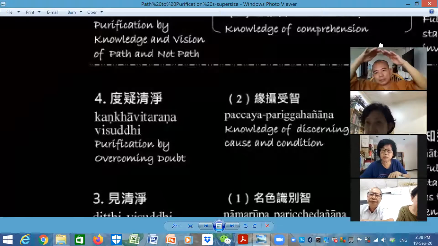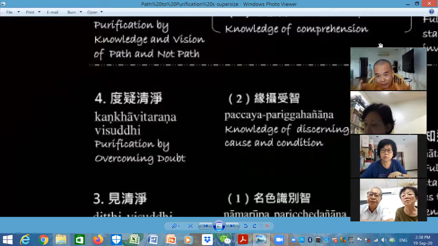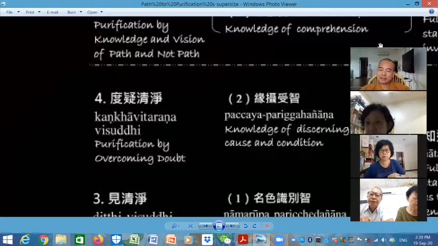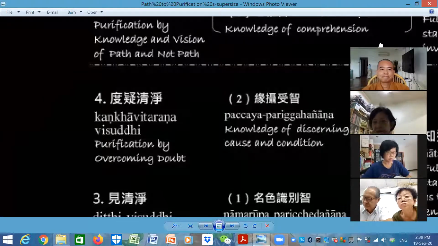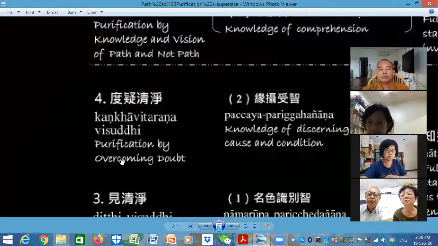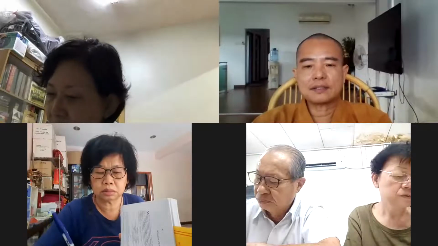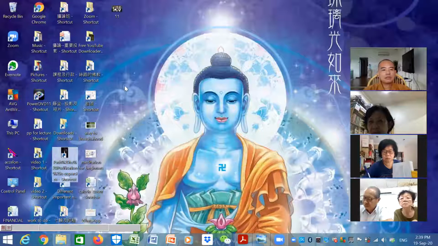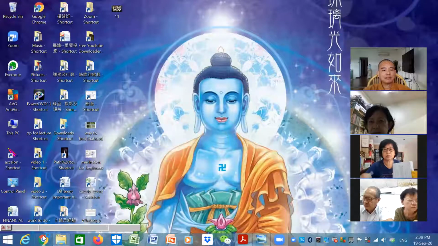But remember, you copy down, you get the chart, right? The 12 dependent origination. You copy down, and it consists of the past life, present life, and the future life. Okay, finish purification by overcoming the doubt. So we call it paticca samuppada. Let's take a look, class. This is quite interesting. I don't know whether I mentioned it or not, if I ever talked about this or not.